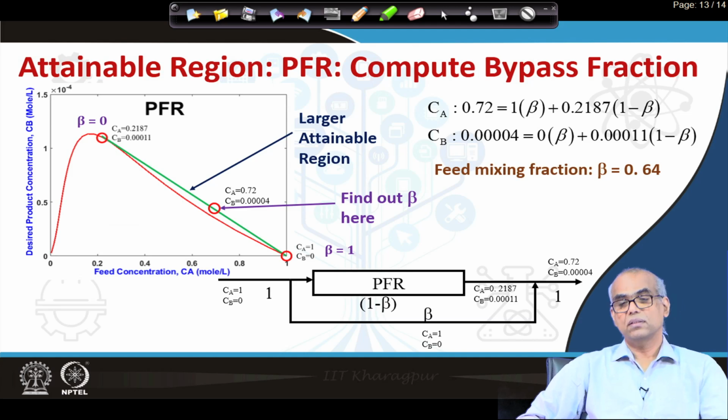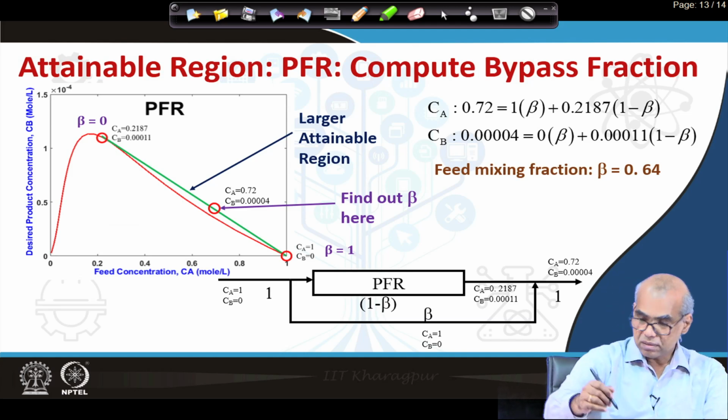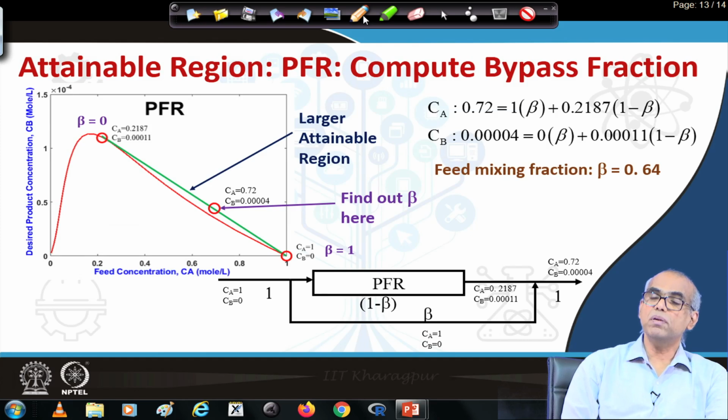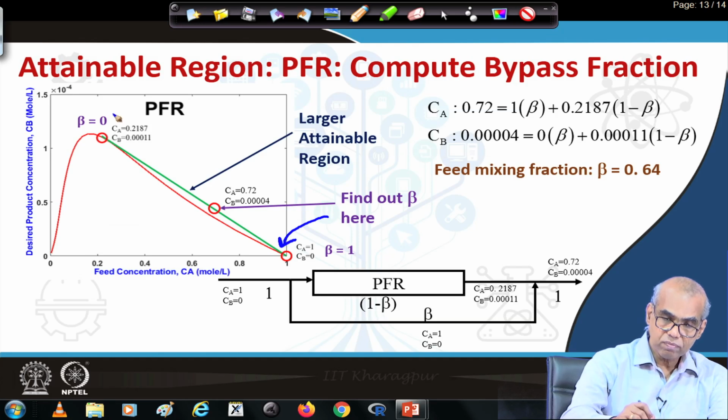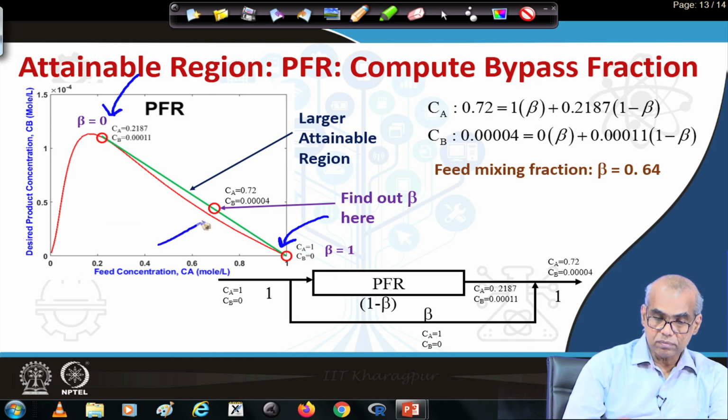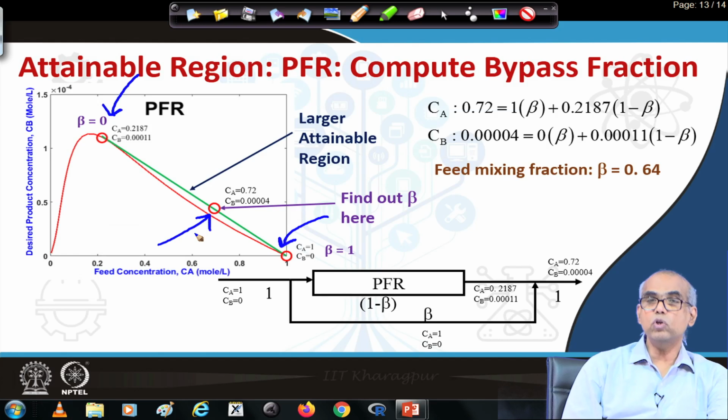So, how do I obtain the bypass fraction beta? This can be obtained by writing down a simple mass balance equation. My feed point is pure A. So, concentration at feed point is Ca equal to 1. Let us consider this point representing plug flow reactor effluent, where Ca equal to 0.2187. Now, consider this point which has Ca equal to 0.72.